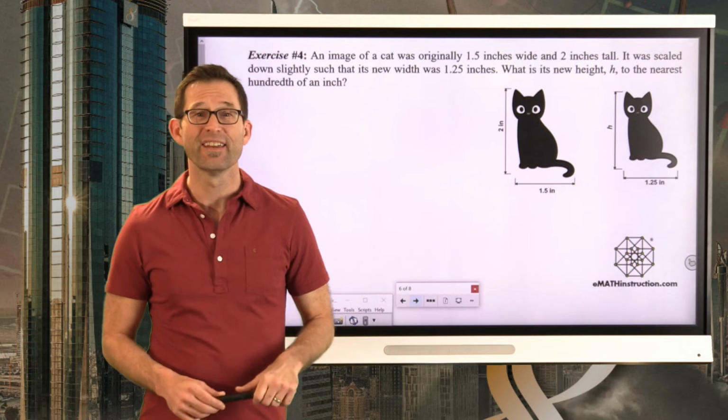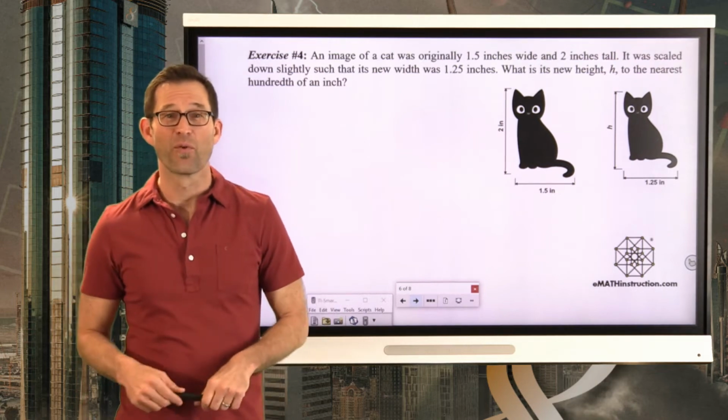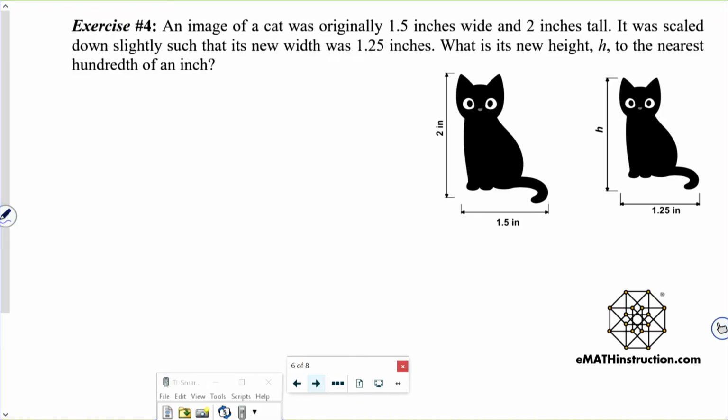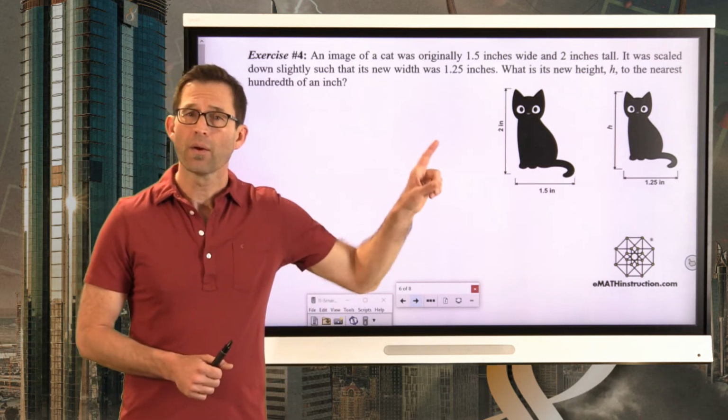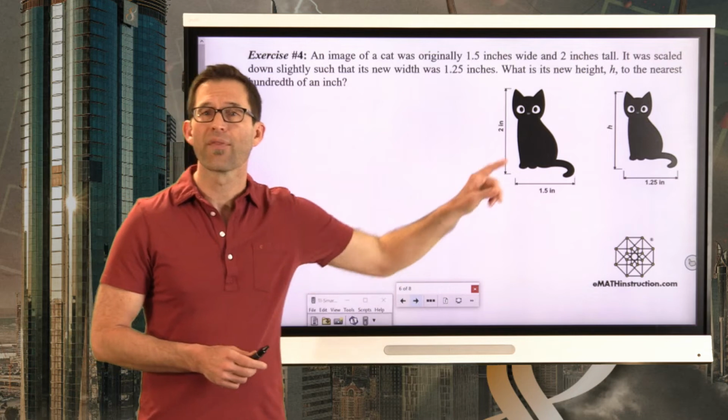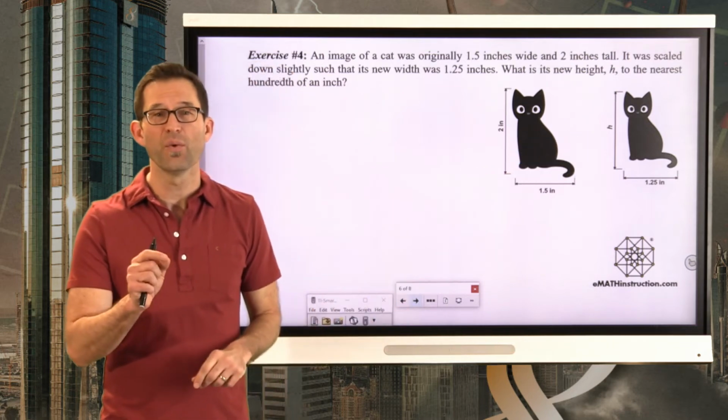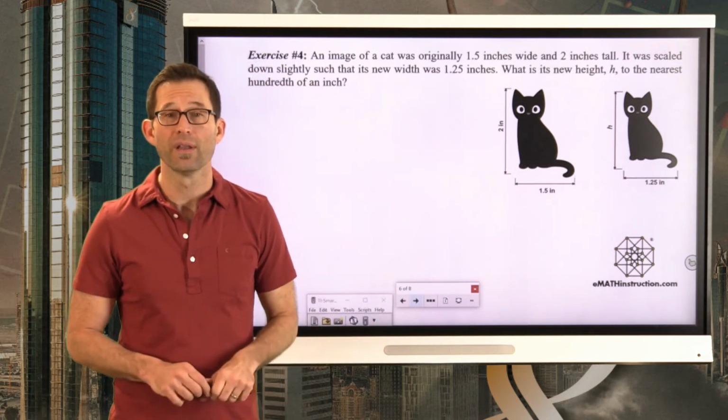Aw, kitty cats. All right, exercise number 4. An image of a cat was originally 1.5 inches wide and 2 inches tall. It was scaled down slightly such that its new width was 1.25 inches. What is its new height, h, to the nearest hundredth of an inch? I'd like you to pause the video right now, play around with this, and see if you can figure out the height of the new image to the nearest hundredth of an inch.